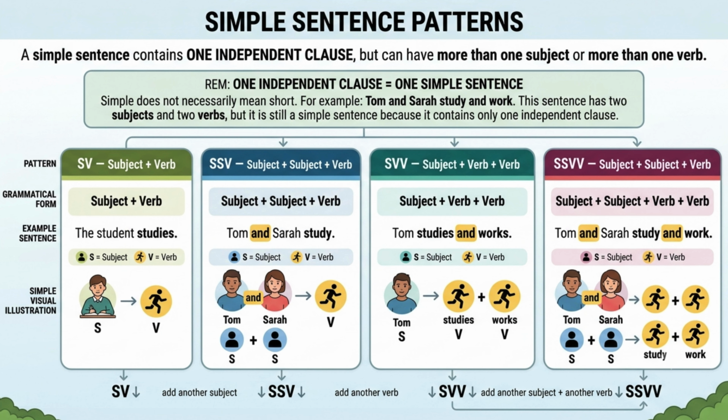But what if we combine both ideas? Like, if I said Tom and Sarah study and work, is that still just one simple sentence? It feels like there's a lot more going on now with 2 people and 2 actions. You have perfectly anticipated the 4th pattern.